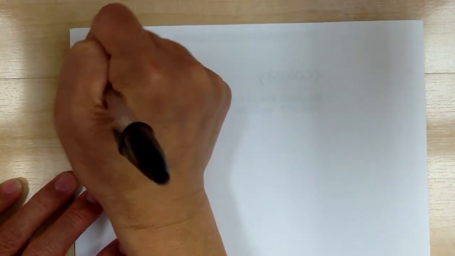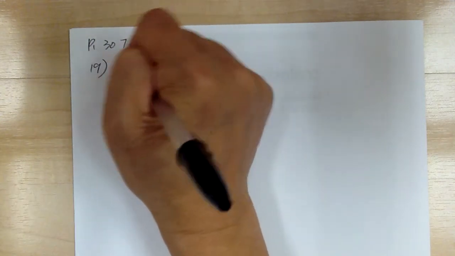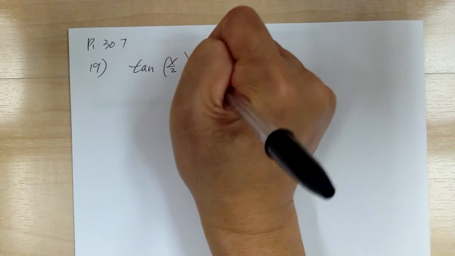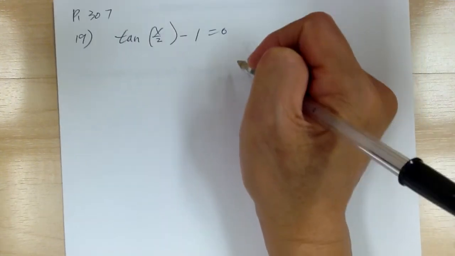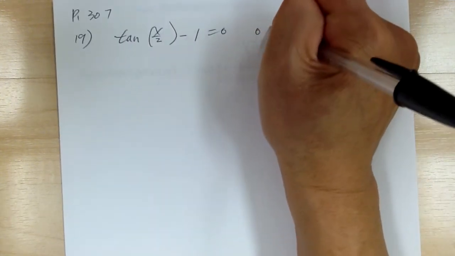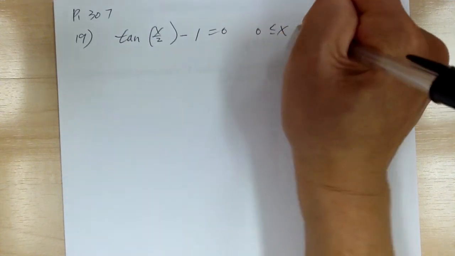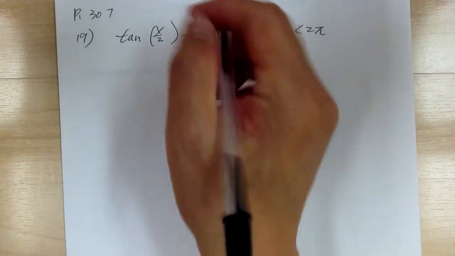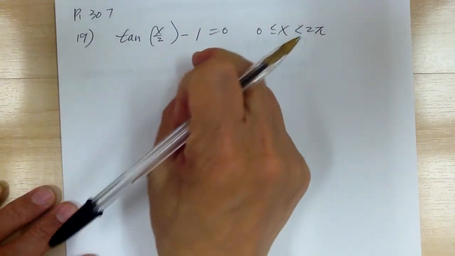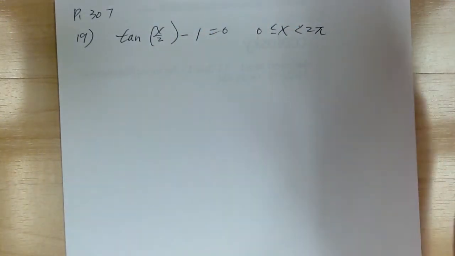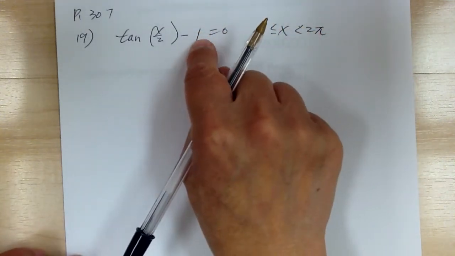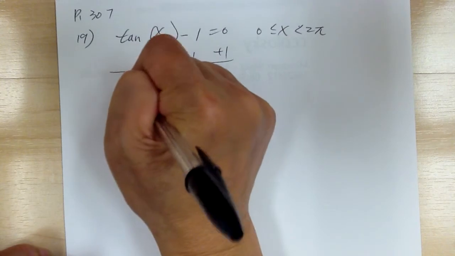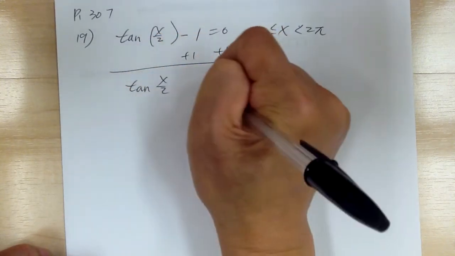Okay, let's go to number 19. You have tangent of x over 2 minus 1 is equal to 0, and this is from 0 to pi. Okay, so first let's go and solve this. Again, you want to get rid of the things from outside and work your way in. So this is the furthest away, so get rid of this first. So plus 1 on both sides. So you've got tangent of x over 2 equal to 1.